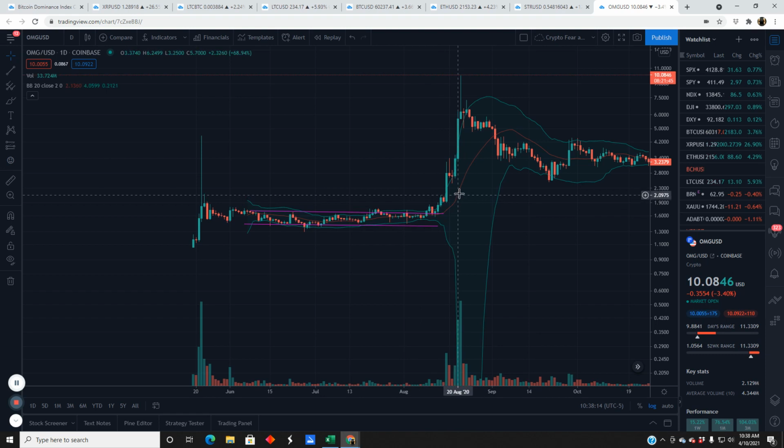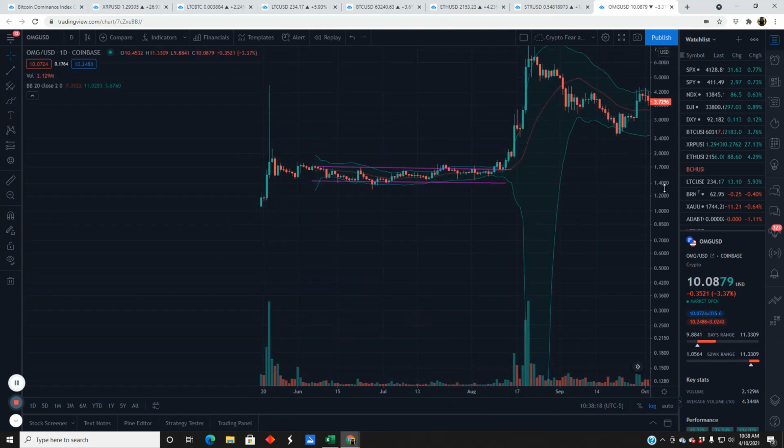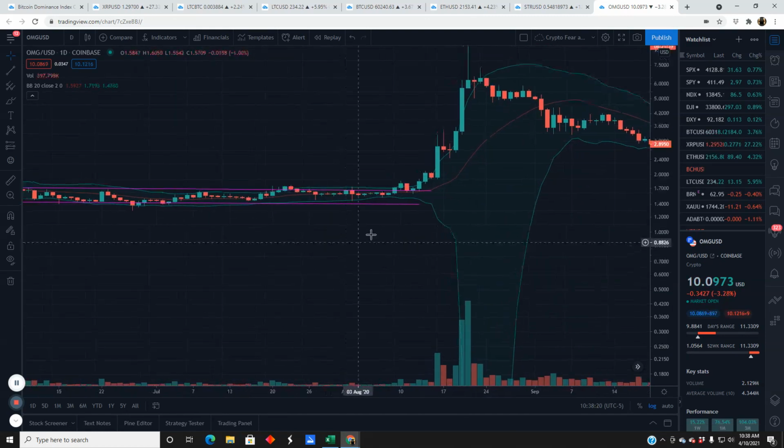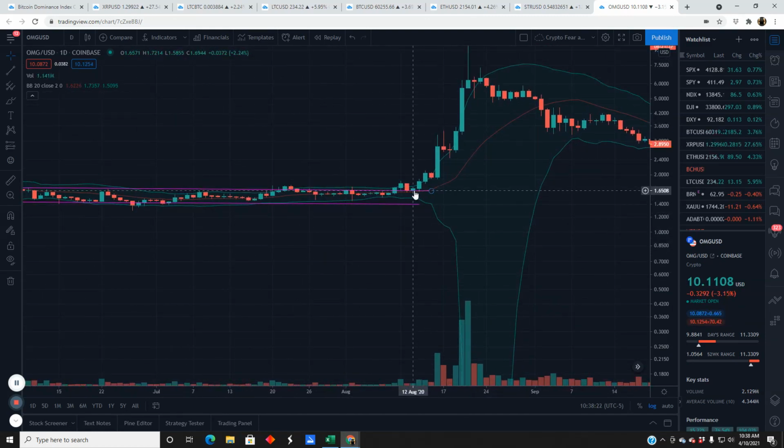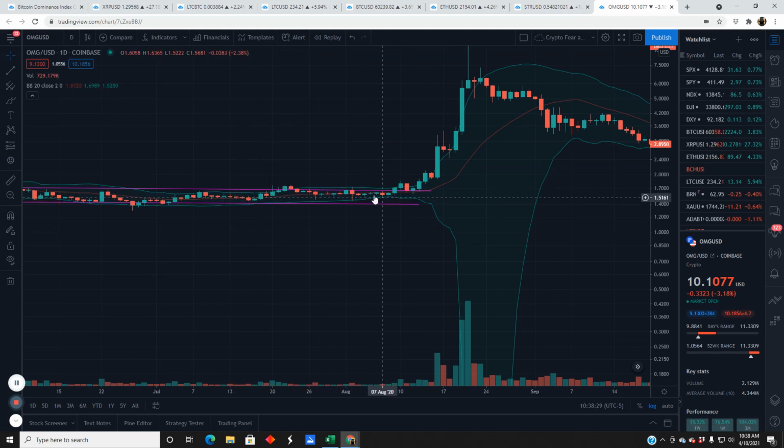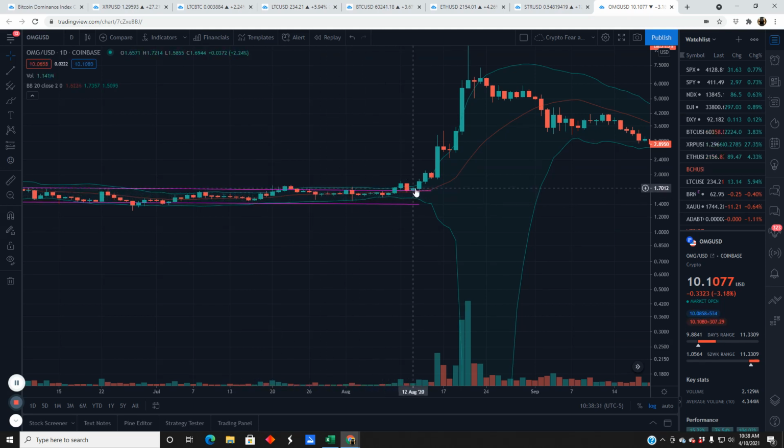So you've got this red line here. You've got the median line. You can zoom in. When you're above the median line, it's pretty bullish. Not always. And when you're under it, it's bearish. Not always. It depends where you are in the pinch.